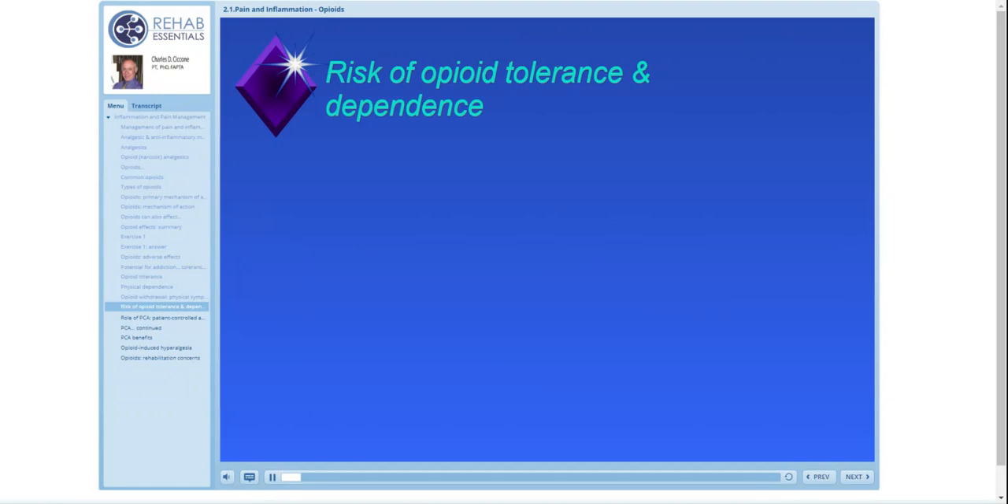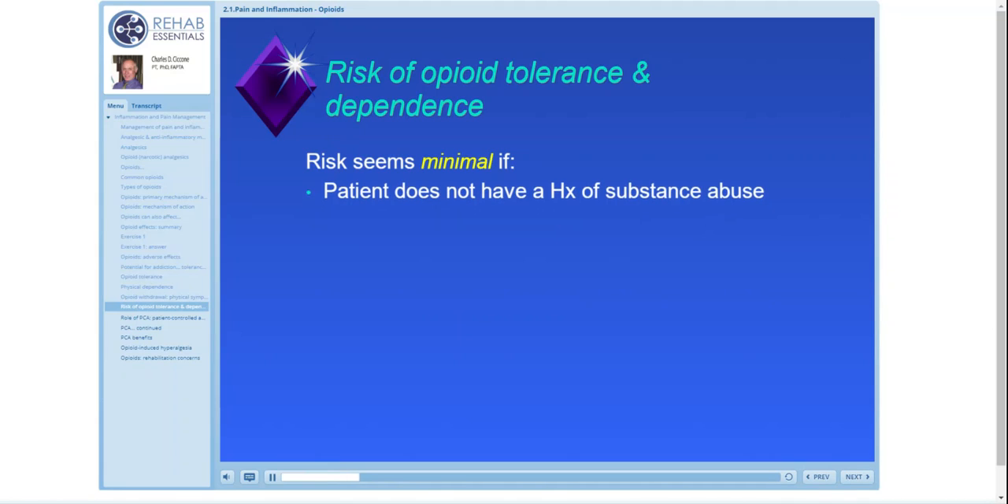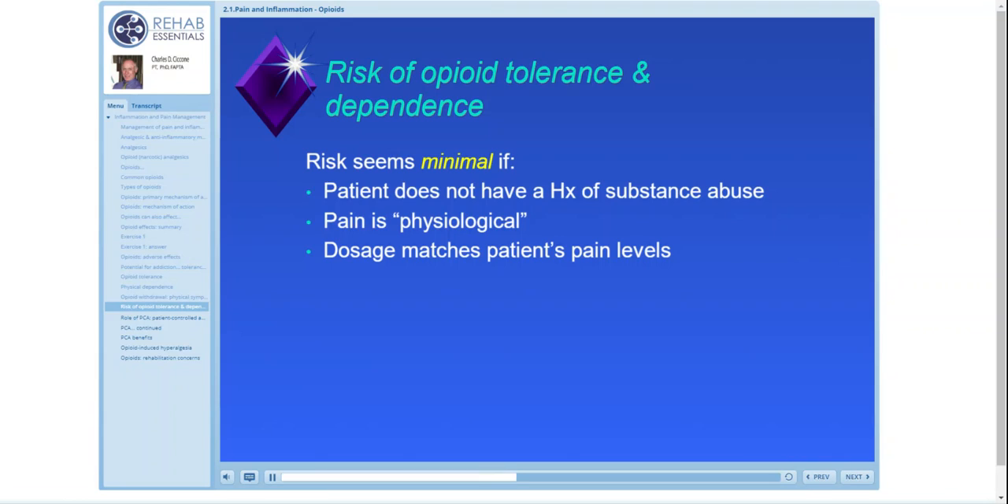So what is the risk of opioid tolerance and dependence, or simply what is the risk of addiction? It's actually very minimal if the patient does not have a personal history of substance abuse, not just to opioids, but to other addictive substances like alcohol. If the person does not, the risk of substance abuse for opioids is minimal, and the pain is real. It's physiological, not psychological. Patient recovering from surgery, patient recovering from trauma. And most important, that the dose the patient receives is fairly well matched to their level of pain.